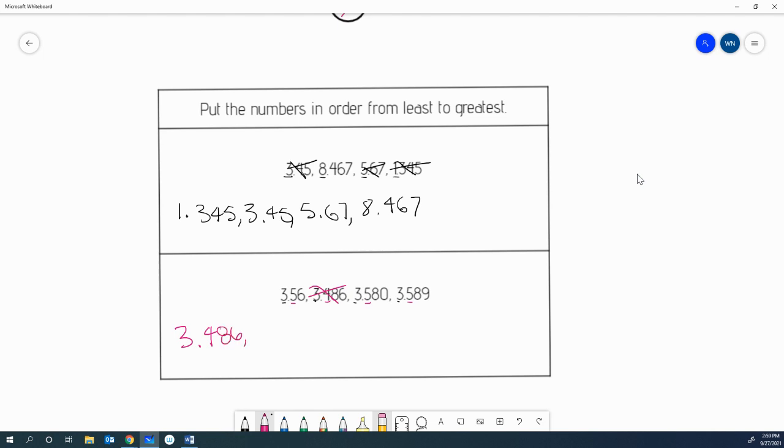Now let's compare the hundredths place. I've got a 6, an 8, and an 8. The 6 is the next smallest. 3 and 56 hundredths. Now let's compare these two. We've got everything the same until the thousandths place. This one has a 0 in the thousandths, and this one has a 9. So I know that from least to greatest, we're going to have 3 and 580 thousandths next, and 3 and 589 thousandths last. They're in order from least to greatest.